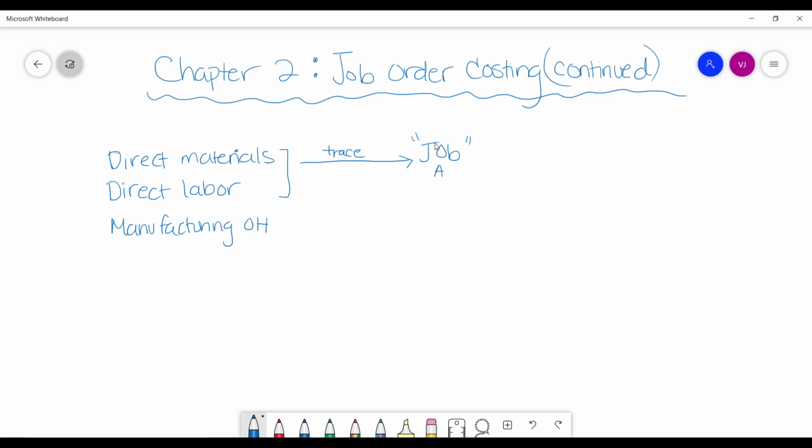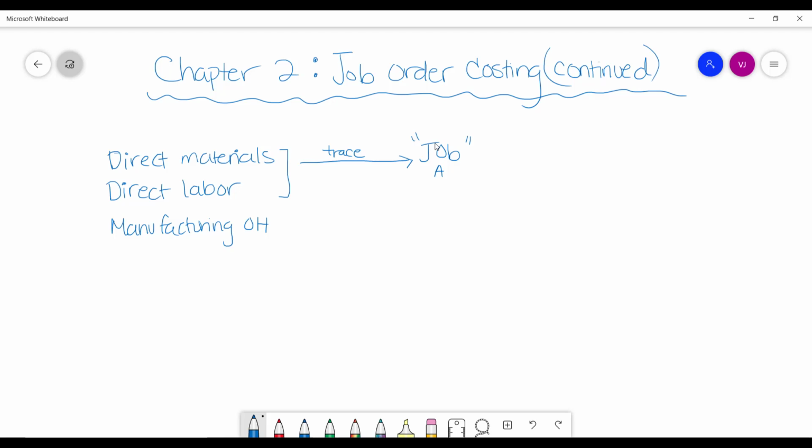And in terms of direct labor, I should also be able to easily and conveniently, and accurately, be keeping track of how many hours I'm spending on job A. And I also should know what my labor rates are, right? So those are two kinds of costs that we are to trace to a specific job.